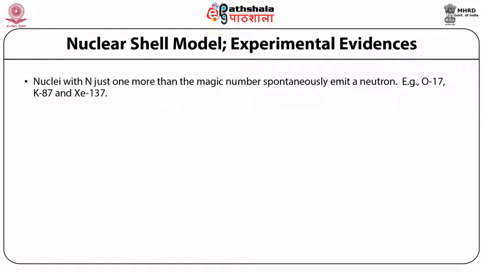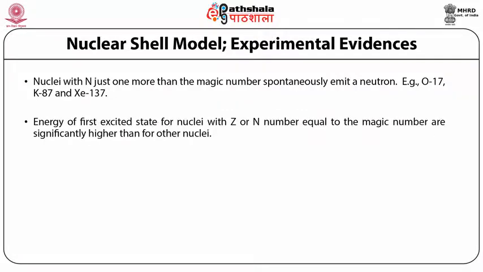Same is the situation with krypton 87 and xenon 137. Energy of the first excited state for nuclei with Z or N equal to the magic number is significantly higher than for the other nuclei. It simply means that the nuclei in which Z or N is a magic number are very difficult to excite, because their first excited state energy is relatively higher than their nearest neighbors.